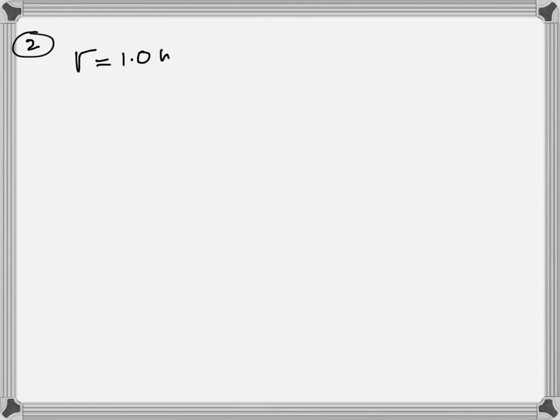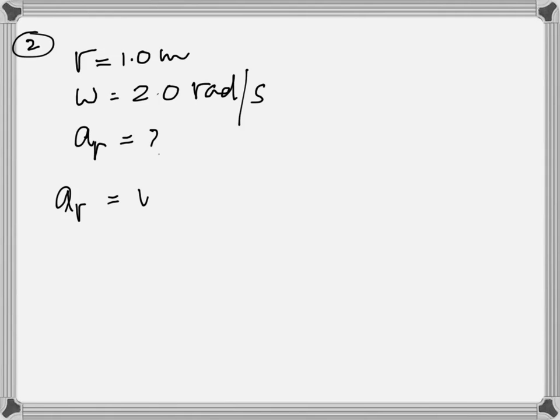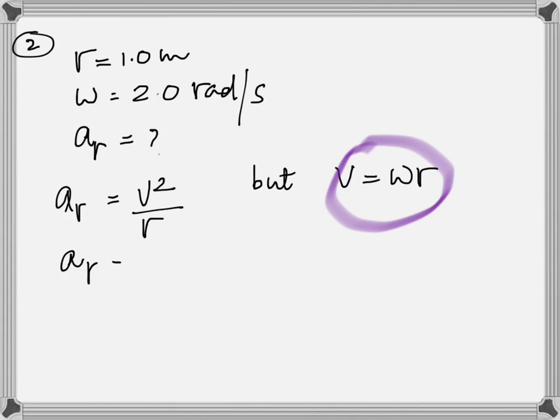So here's the answer for number 2. Radius is 1 meter. Angular speed is omega, that's 2 rad per second, and you have to find the radial acceleration or the centripetal acceleration, for which the formula is v squared by r. I believe that's the formula given on your formula chart, right? That's why I put that first. But there's also another formula that says that velocity is omega times r, isn't it? Isn't that one there on the formula chart too?